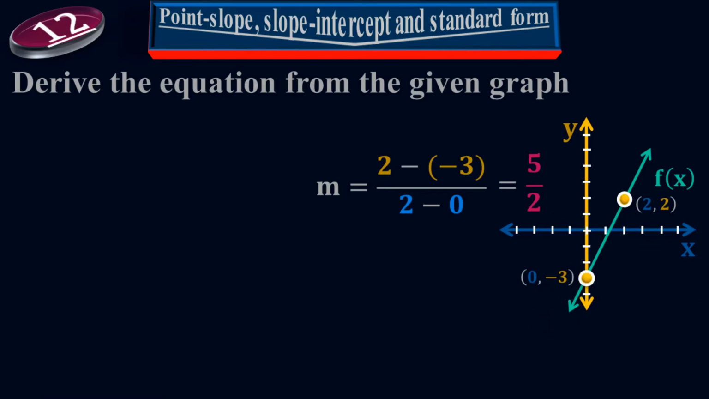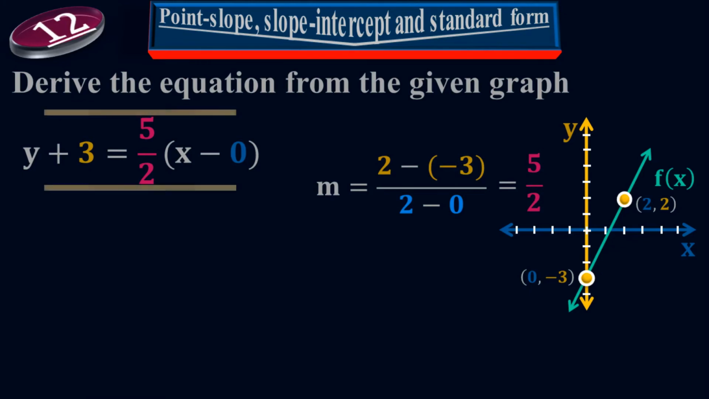Therefore from the point slope form of the equation, I have y plus 3 equals 5 over 2 times x minus 0. Look, the formula is y minus y sub 1 equals m times x minus x sub 1. Since y sub 1 is negative 3, when I put y minus negative 3, minus times minus will be positive. Therefore, I have y plus 3. The slope of the line is 5 over 2, and my x sub 1 is 0. This is the point slope form.